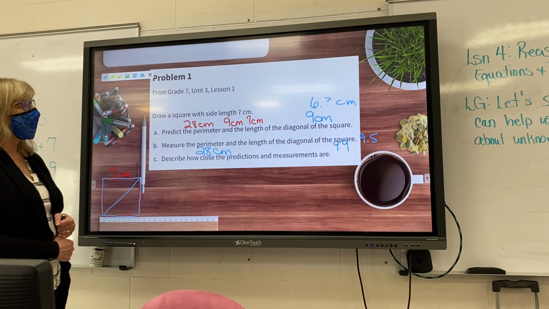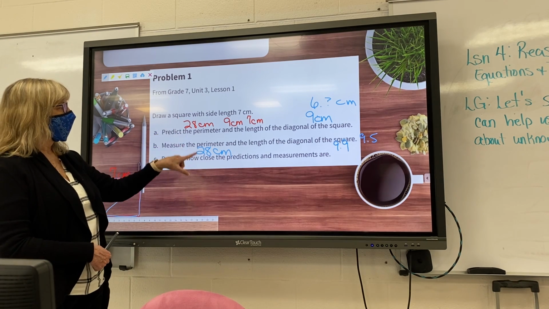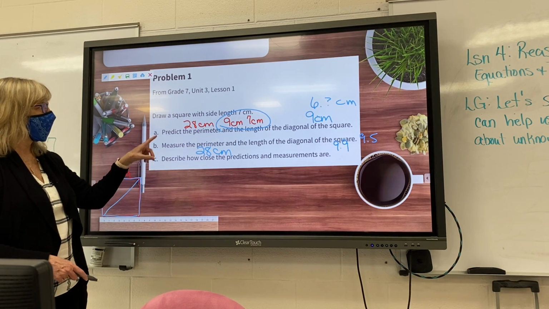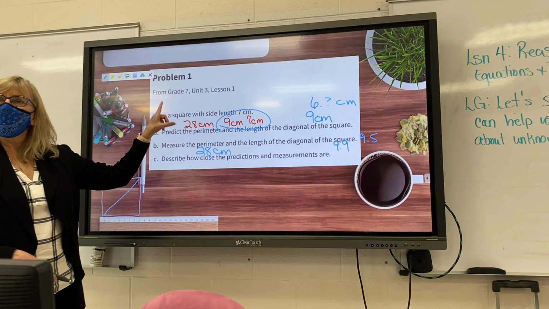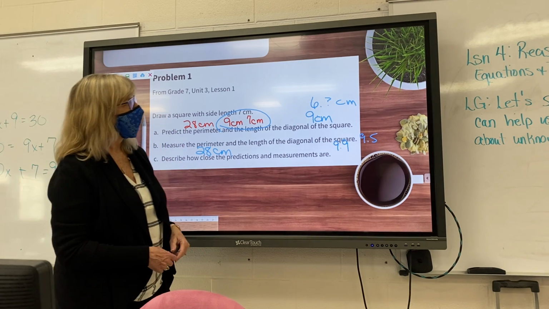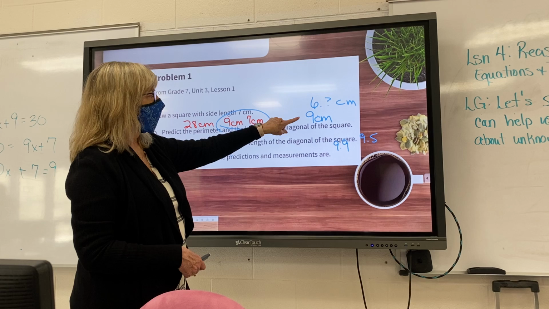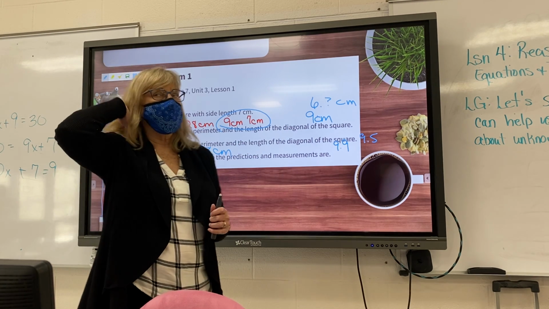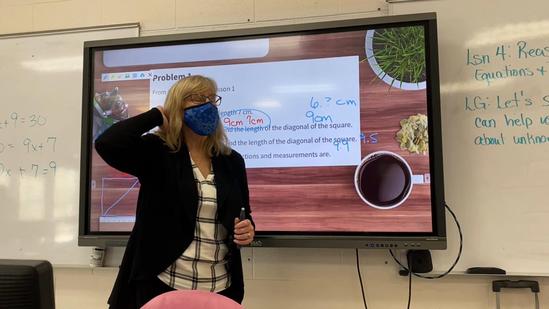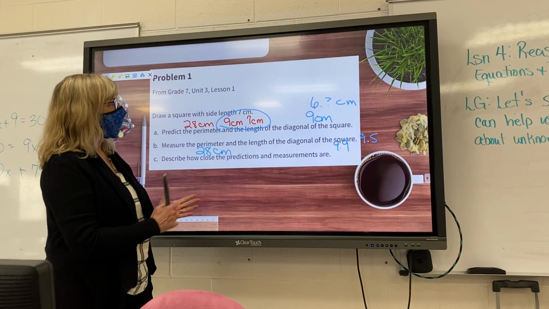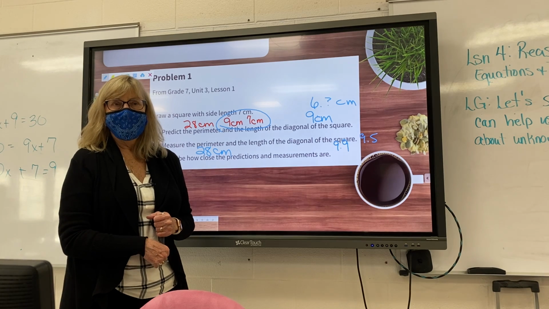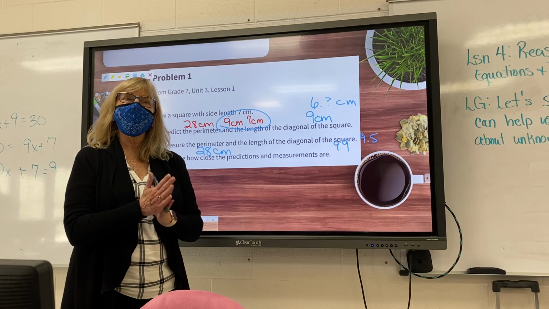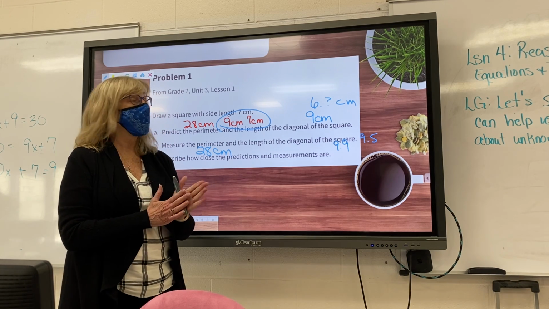How close were your predictions and measurements? Well, we were right on, except for this, but I think they misunderstood my question. So we were right on for the perimeter. And the two of you that said 9, you were very close. Haley, do you realize that it's longer? All right, how do we feel about that? And there is a formula for it. You don't know it right now. You will learn it next year.